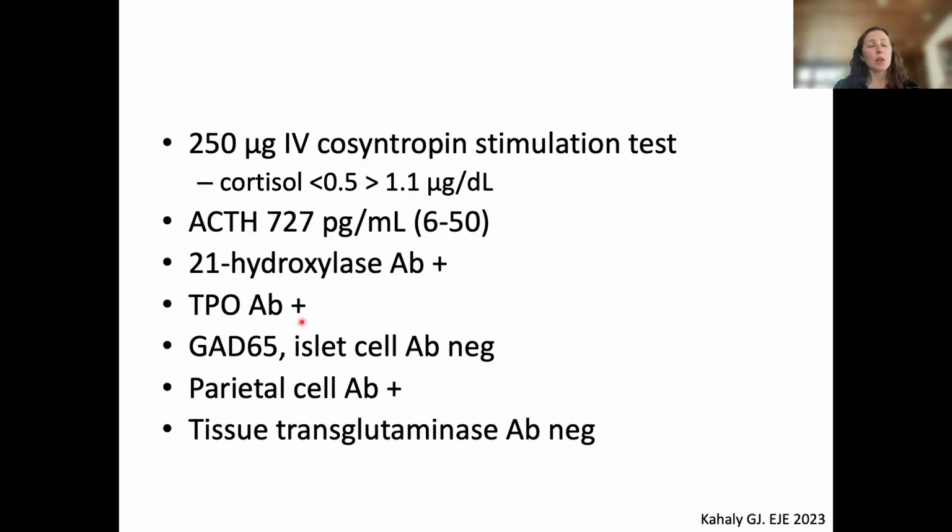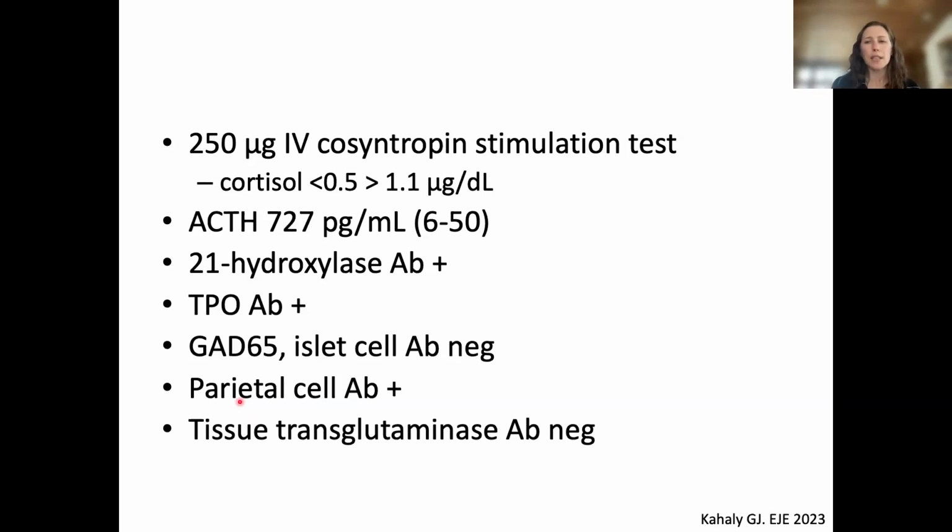And given our concern for autoimmune polyglandular syndrome type 2, we did check antibodies for type 1 diabetes, so the GAD65 and islet cell antibodies, which were negative, antibody for celiac disease, which was negative, and then the parietal cell antibodies for autoimmune gastritis, which was positive.